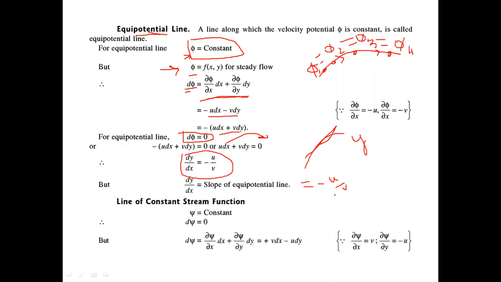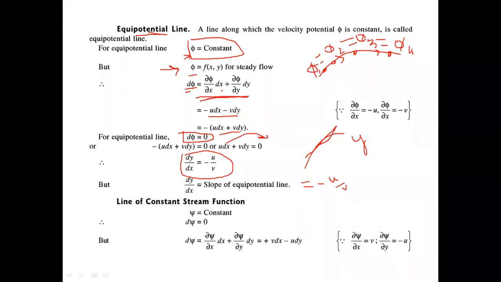So again, I am repeating this whole point about the equipotential line. An equipotential line is a line where the velocity potential function is the same at every point. A line on which the velocity potential function is the same at every point is called an equipotential line. And if I write phi is constant for an equipotential line, then the change in phi, so d phi, since phi is a function of x and y, I need to write the total derivative using mathematics.